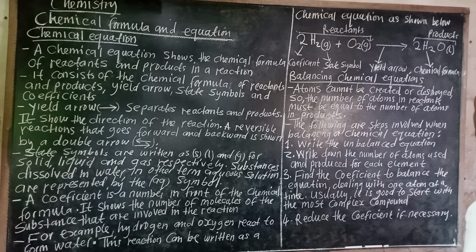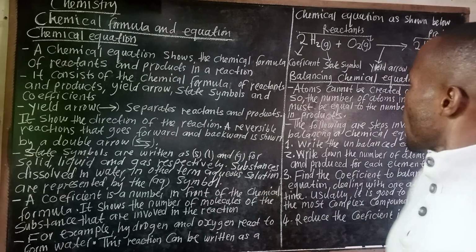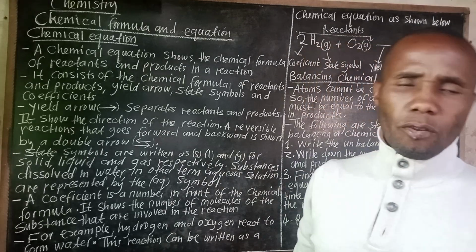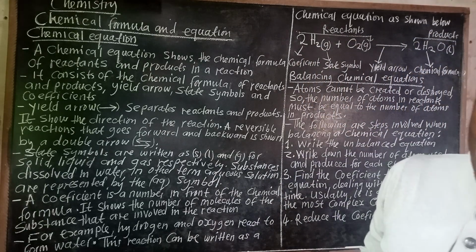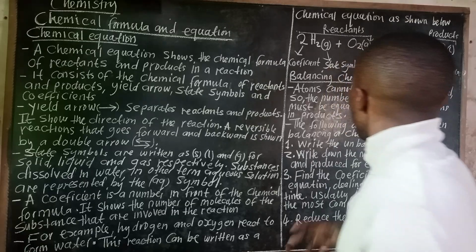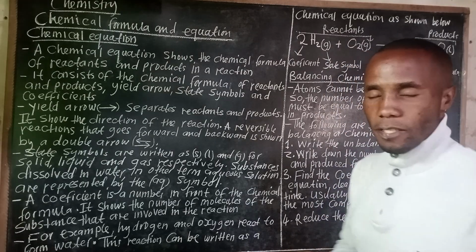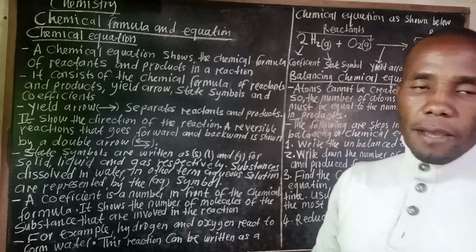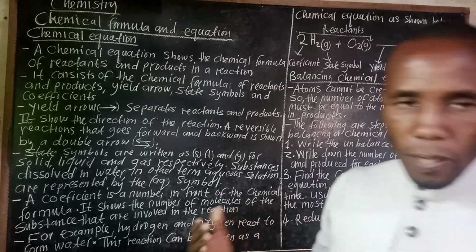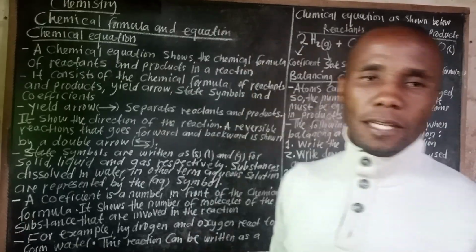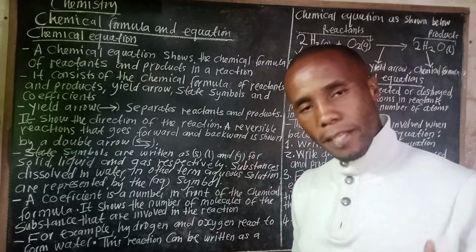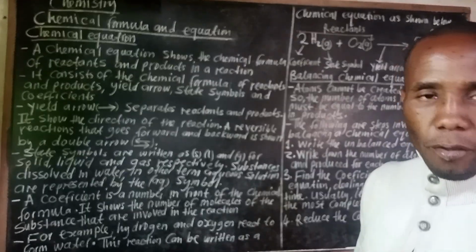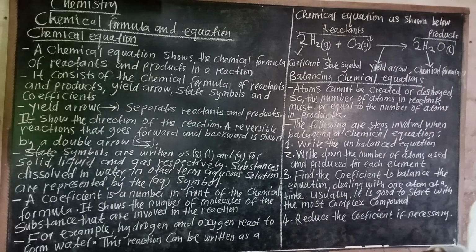Okay. Then let us now look at the steps that one can take in order to come up with the chemical equations. So balancing chemical equations. So first of all, we want to look at the balancing of chemical equations. So what are some of the steps you are supposed to take as a candidate, as a learner, for you to balance a chemical equation appropriately?